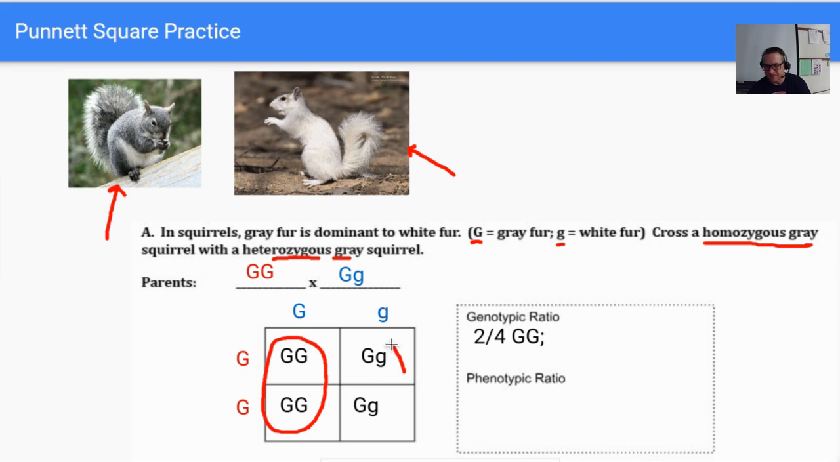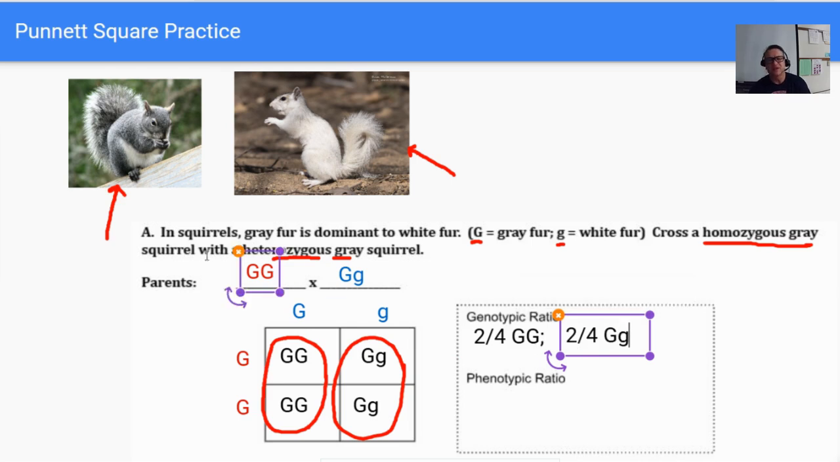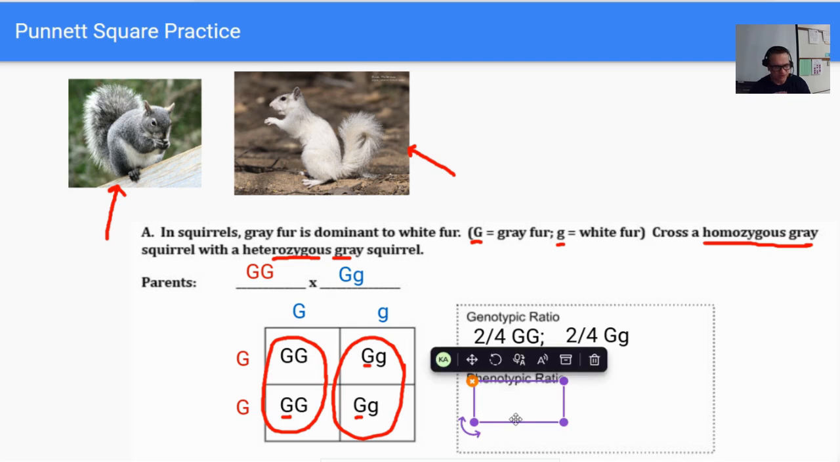So the other 2 out of 4 are going to be big G, little g. All right, so we'll type that right over here. The other 2 out of 4, or 1/2, or 50%, will have the genotype of big G, little g. Phenotypic ratio: what do these squirrels all look like? Since they all have at least one dominant allele, that's all you need. So all of them, 100% or 4 out of 4 of these squirrels, are going to be gray fur.